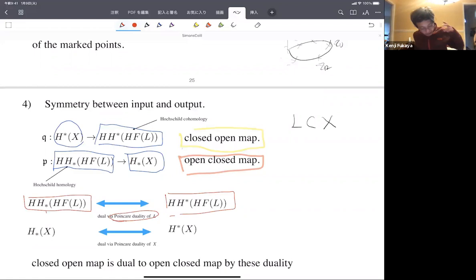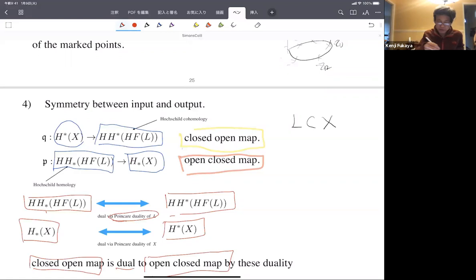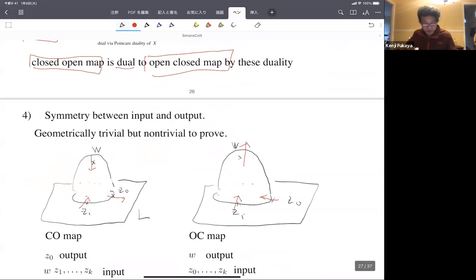That is one thing. And of course, the homology of the ambient space and the cohomology of the ambient space are dual by Poincaré duality. And the claim here is that the closed open map is dual to the open closed map. Since both sides have a duality, you can say that this closed open map is dual to the open closed map. And that is this symmetry. And this symmetry in the geometric case is related to the following picture.